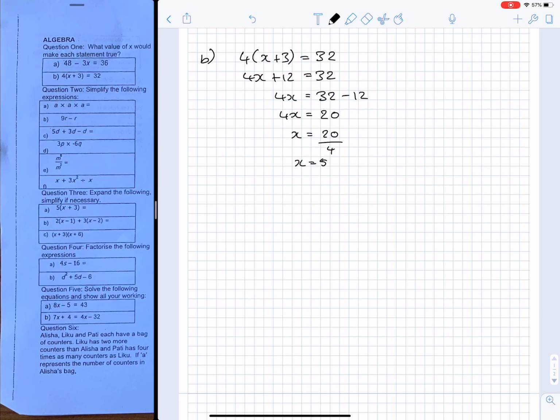Question 2. A. Simplify the following expressions. So you've got a times a times a, which equals a cubed. 9r minus r, which equals 8r. 5d plus 3d minus d. 5 plus 3 is 8, minus 1 is 7d.